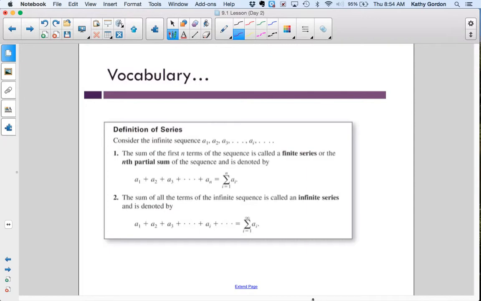Everything else about the notation is the same. It's still a sigma sign. It's still usually 1 or 0 at the bottom because that's where you're going to start. We're still going to do that with whatever our function is, which is what a sub I represents. It's just that instead of having an actual number on top, we're going to have infinity on top.